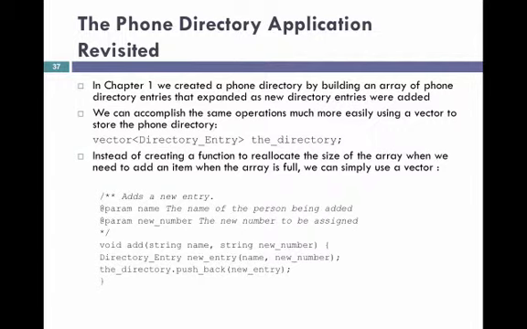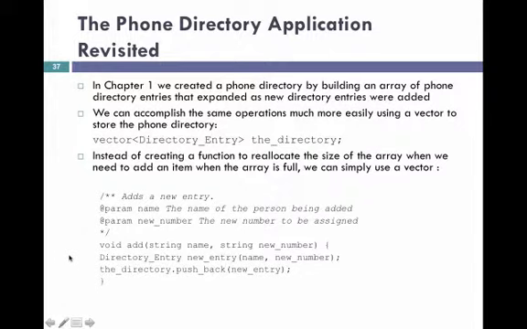In Chapter 1, we had a phone directory application that was built using an array, and we had to reallocate the array when the phone directory was full. We can accomplish this same directory much more easily using a vector. So here the directory is declared as a variable in our phone directory class, and its type is a vector of directory entries.